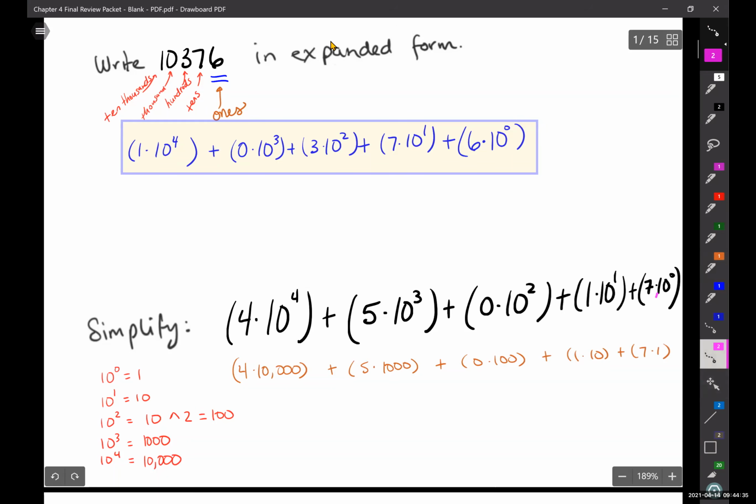So I've simplified what each exponent on the 10 means. 10 to the 0 is 1, 10 to the first is 10, 10 squared is 100, 10 cubed is 1,000, 10 to the fourth is 10,000. Then we multiply. 4 times 10,000 is 40,000.